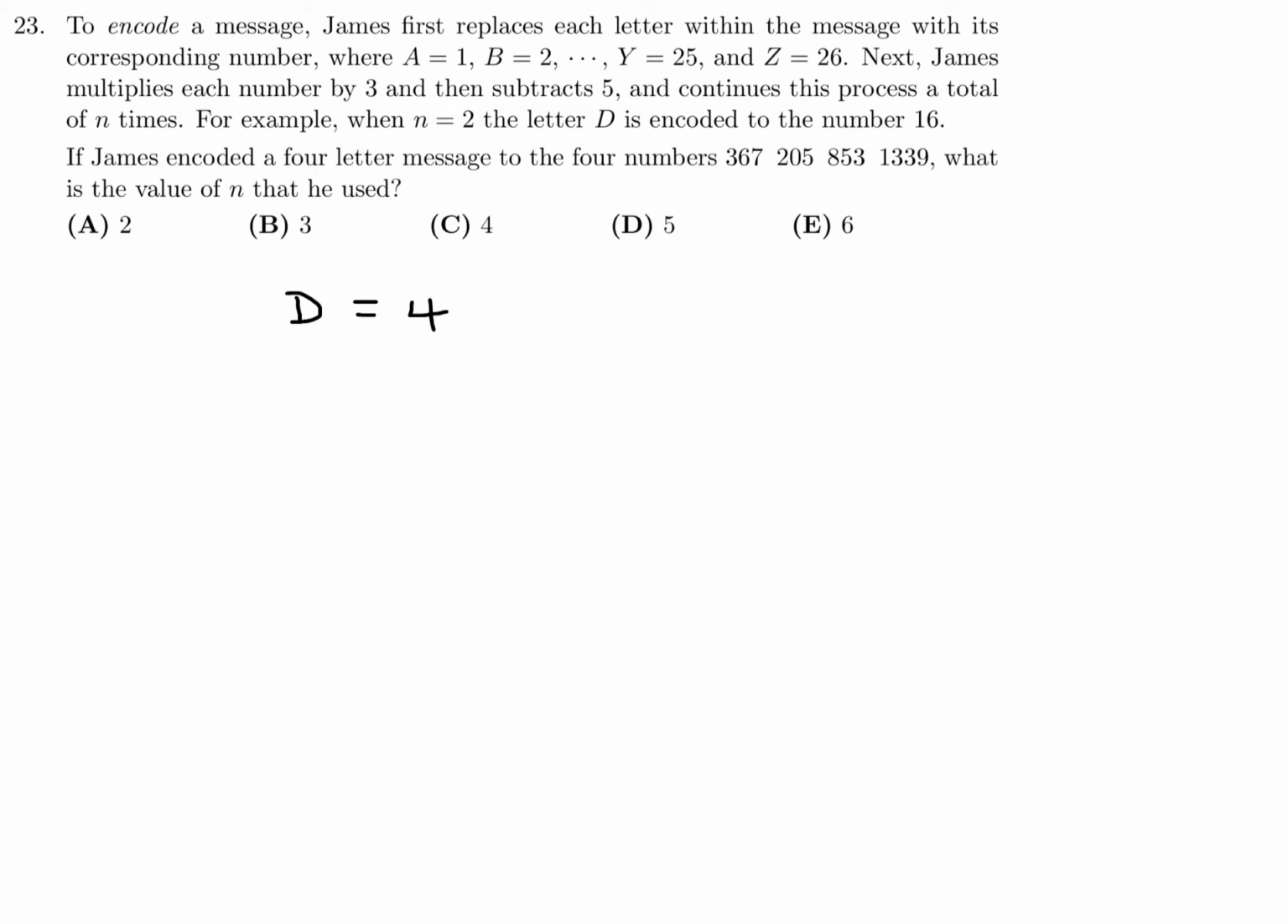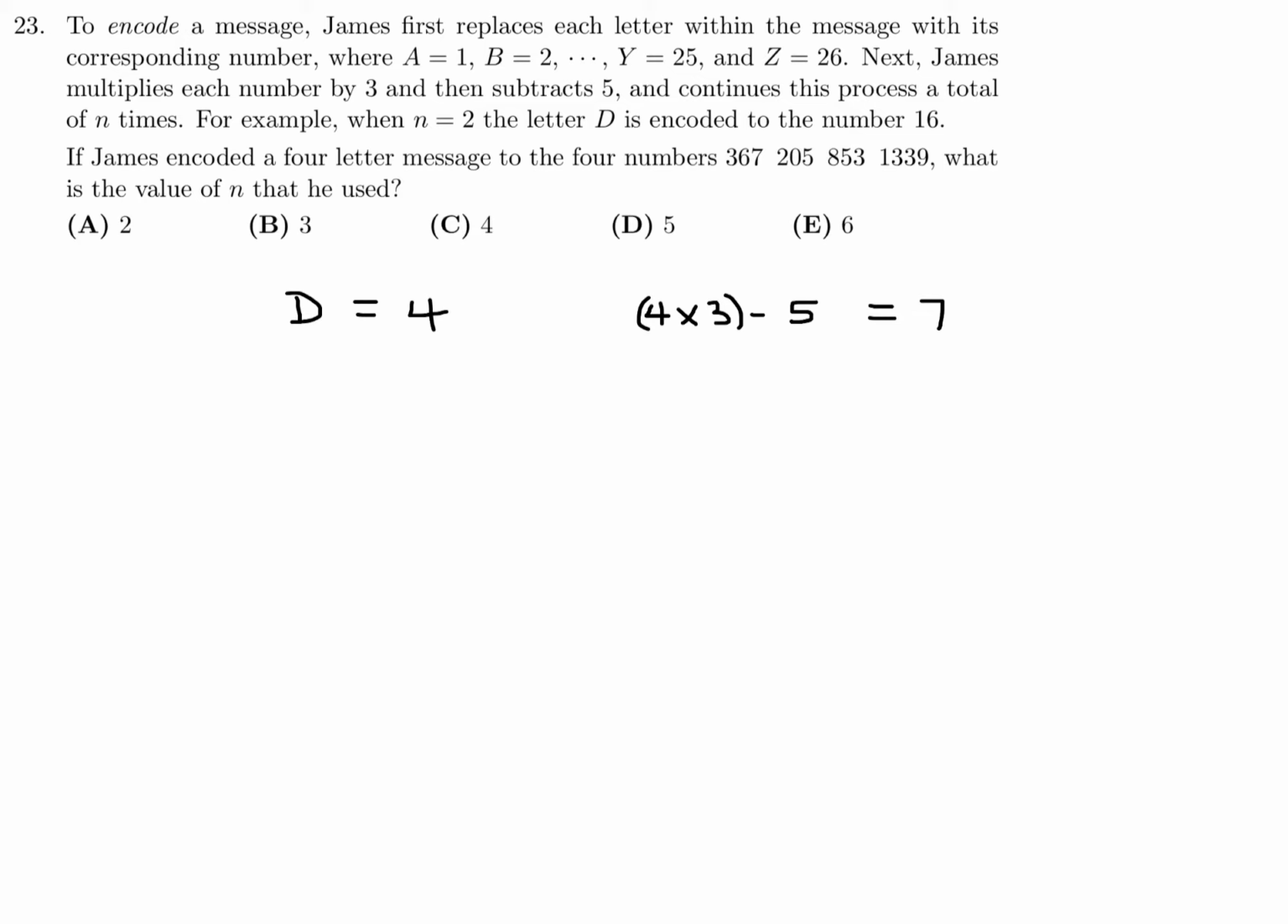When we run this 4 through the first process, you have to multiply by 3, then subtract 5. So we would take our 4, multiply by 3, and then subtract 5. And that is 12 minus 5, which is 7. Now, we're doing this twice because n is 2. N represents the number of times that you do this process.